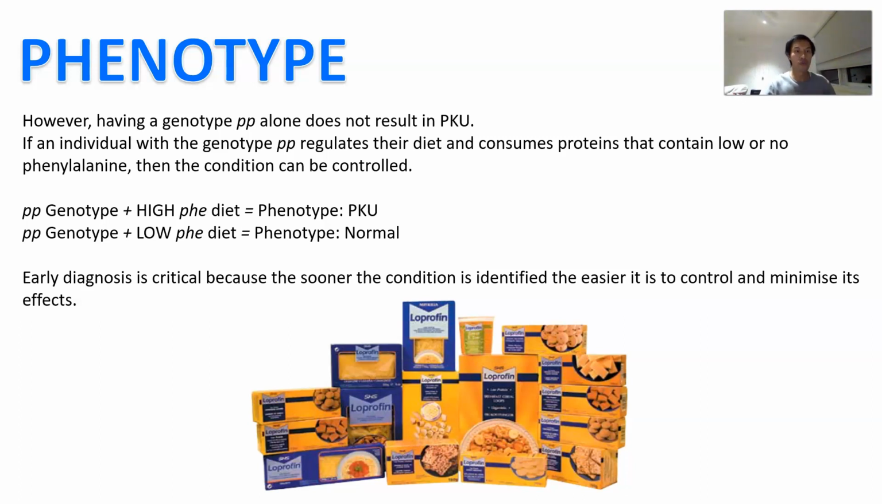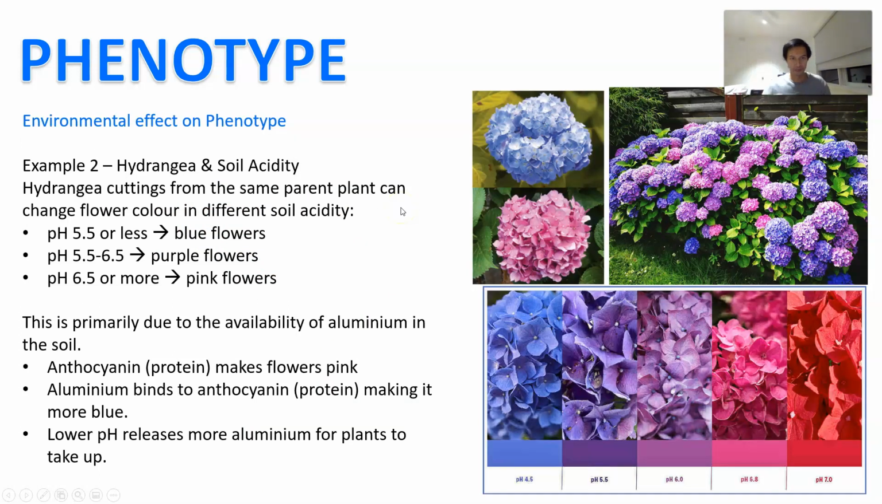So if you have lowercase p with a high PHE diet, you're going to get PKU. If you have the same genotype but with a low PHE diet, you have a normal phenotype. You're not going to exhibit any of those conditions, right? So early diagnosis in this particular case is really critical because the sooner you find the individual, the sooner you can make alterations to the diet, control and minimize its effect. And there's lots and lots of different types of food that kids with that condition can have in order to regulate so they don't get PKU, right?